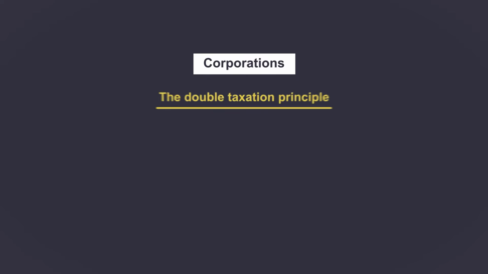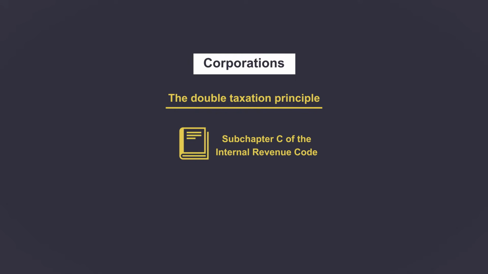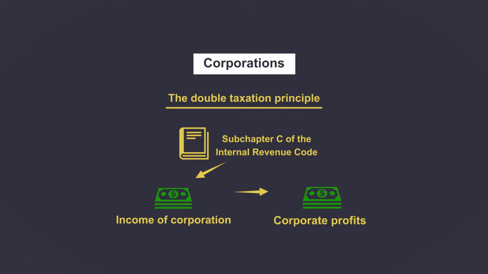Under the double taxation principle, based on subchapter C of the Internal Revenue Code for a C corporation, the income of the corporation itself is directly taxed, and corporate profits are taxed separately a second time when they go to the hands of the corporation's owners or shareholders once they're distributed. Generally speaking, they are distributed as dividends.